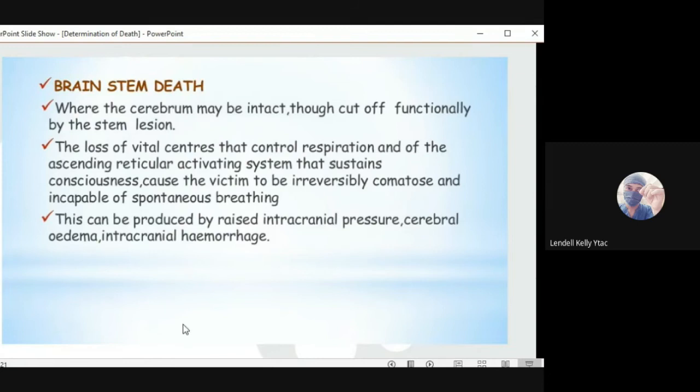The loss of vital centers that control respiration of ascending reticular activating system that sustains consciousness can cause victim to be irreversibly comatose, and incapable of spontaneous breathing, because as we already know, yung tinatawag nating brainstem is the center for your vital signs. No? This can be produced by raised intracranial pressure, cerebral edema, and intracranial hemorrhage.